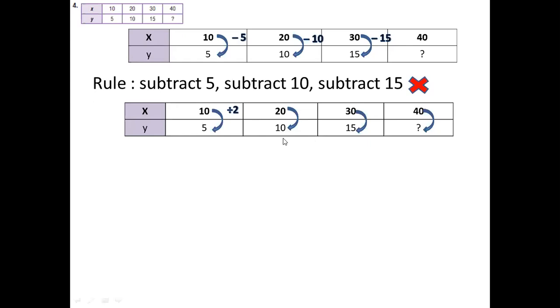20 divided by what gives you 10? 20 divided by 2 gives you 10, because 2 tens are 20, 2 fives are 10, same way. Okay, 30 divided by what gives you 15? 30 divided by 2 gives you 15. So now can you see the rule is going to be the same for all? Divide by 2, divide by 2, divide by 2. So to find the missing number also, we are going to divide by 2. So 40 divided by 2 is going to give you how much? Think.